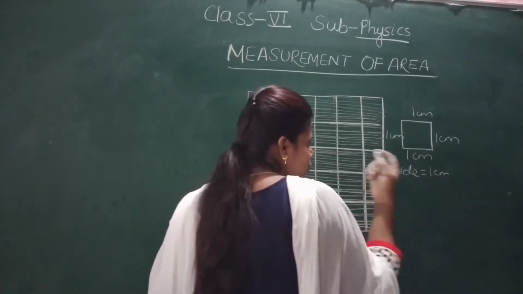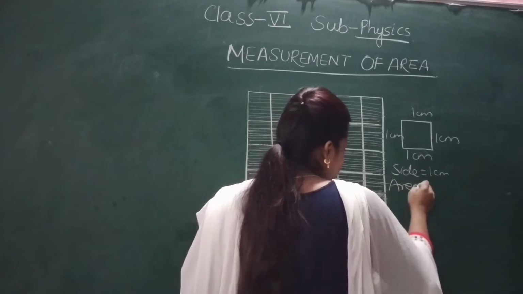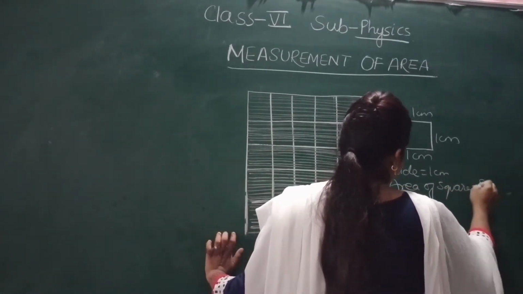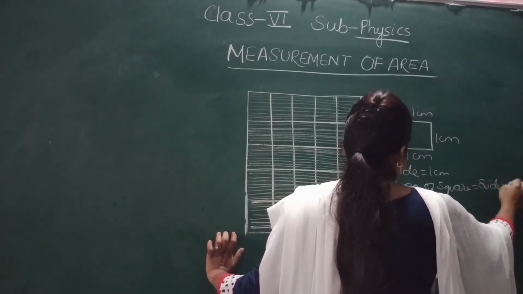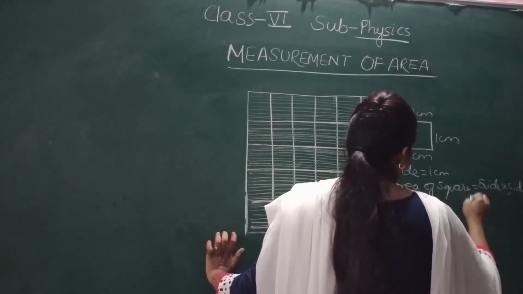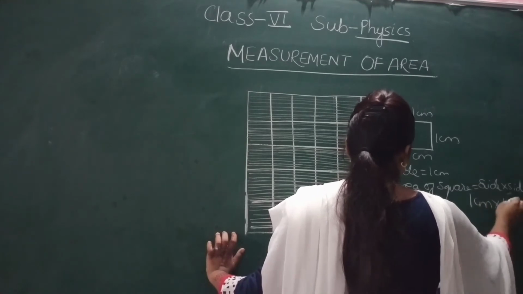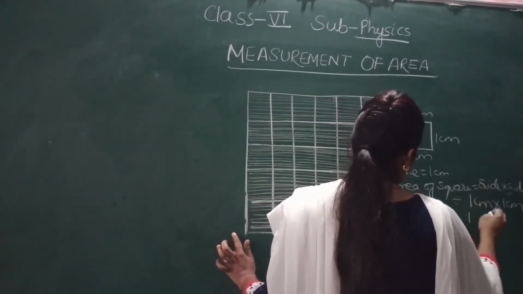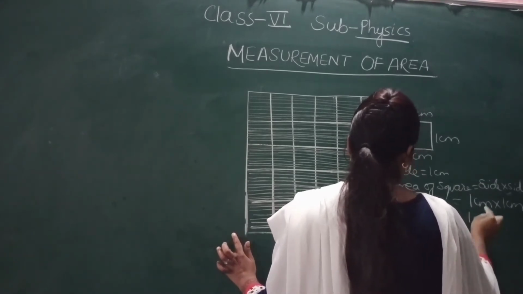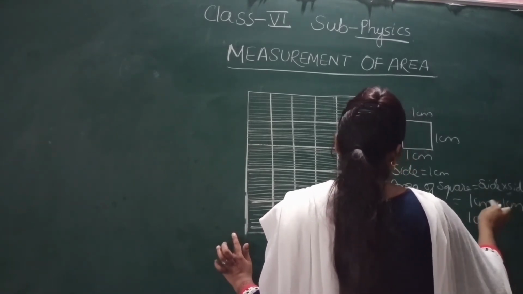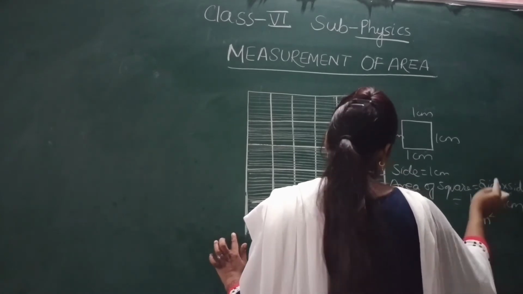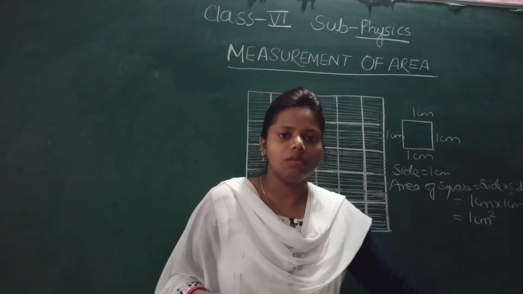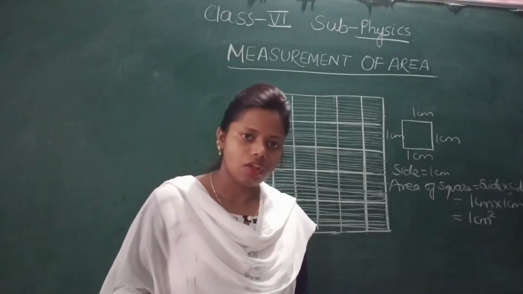So what we have to find is the area, and we know the area of a square is side into side. The side is 1 centimeter, so 1 centimeter into 1 centimeter. 1 centimeter into centimeter will be centimeter square, because the powers 1 and 1 get added when multiplied. So what is the area of one square box? 1 centimeter square. You have understood?